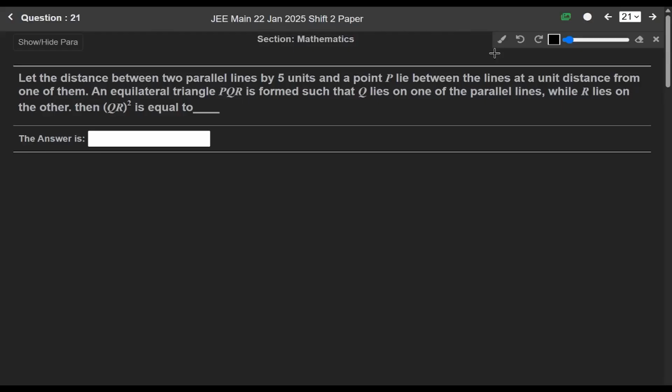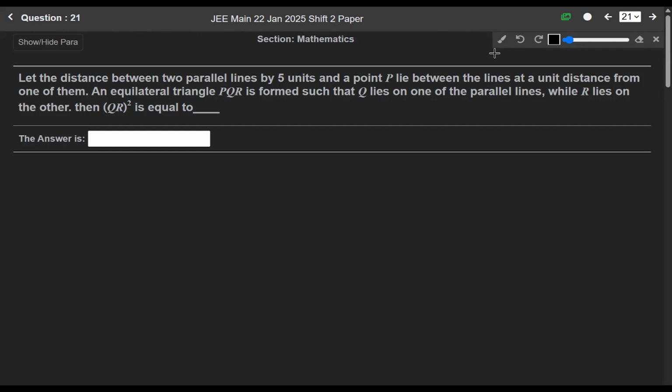Now the next question is 21. Let the distance between two parallel lines be 5 units, and a point P lies between the lines at a unit distance from one of them. An equilateral triangle PQR is formed such that Q lies on one of the parallel lines while R lies on the other. Then QR² is equal to.